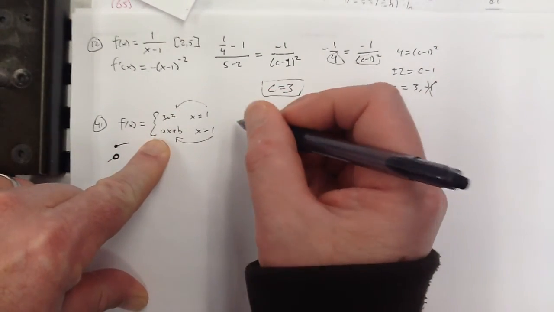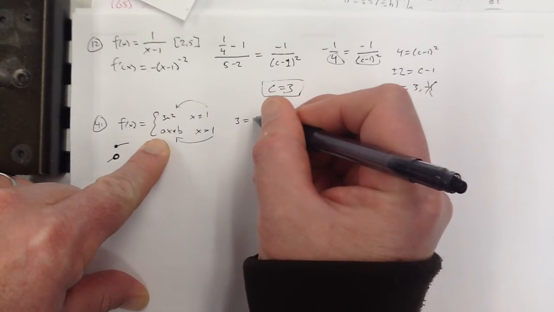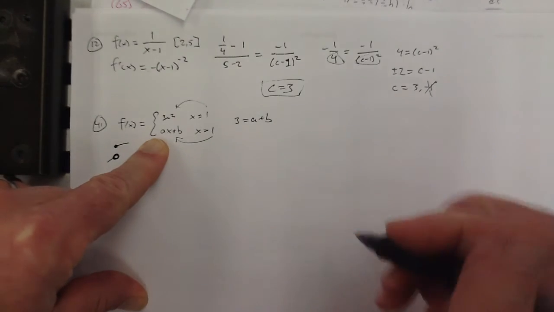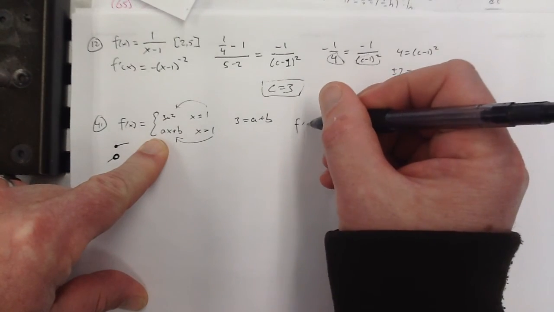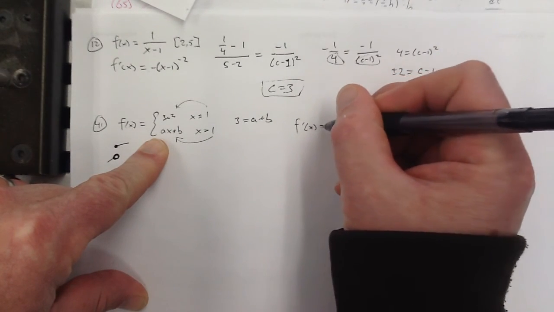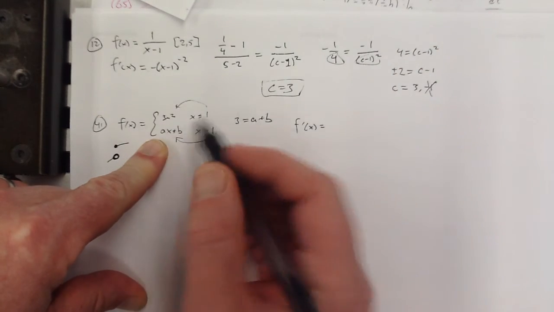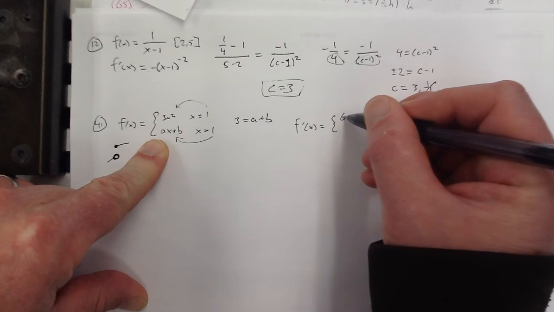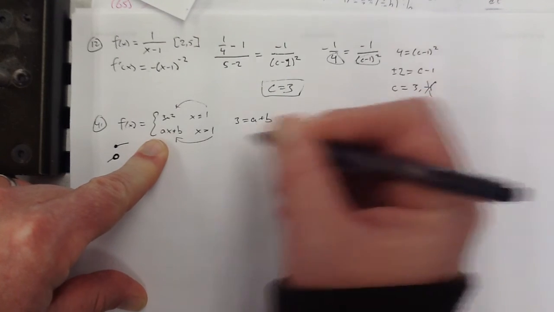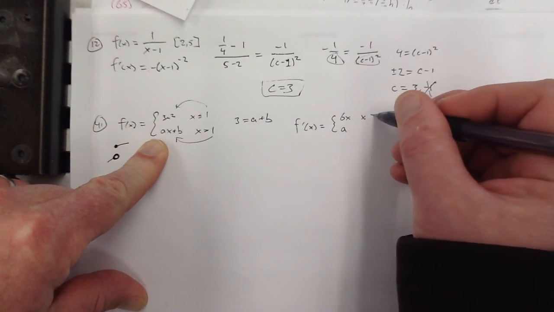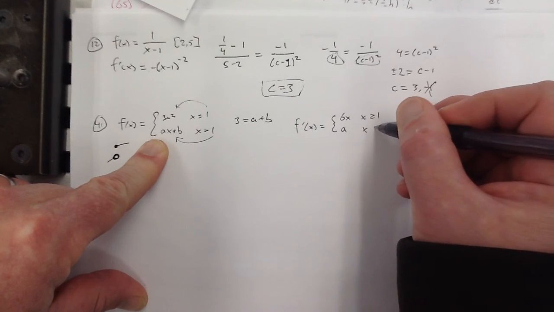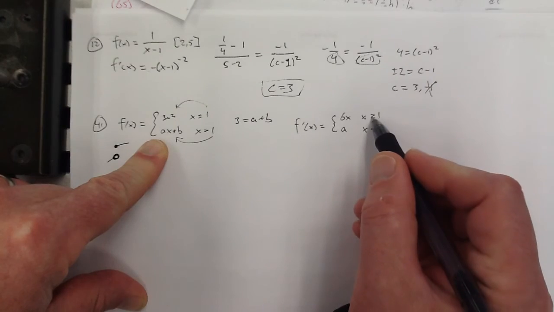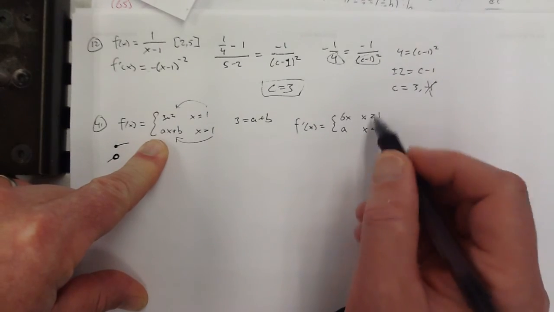And what do we get? We get 3 is equal to a plus b, okay? If we want it also to be differentiable, then the derivative has to be the same at both of those. So that means 6x here, and the derivative of that would be a. And if it is, in fact, going to be differentiable, it doesn't matter where you put that equal sign because it has to be the same at both of those.